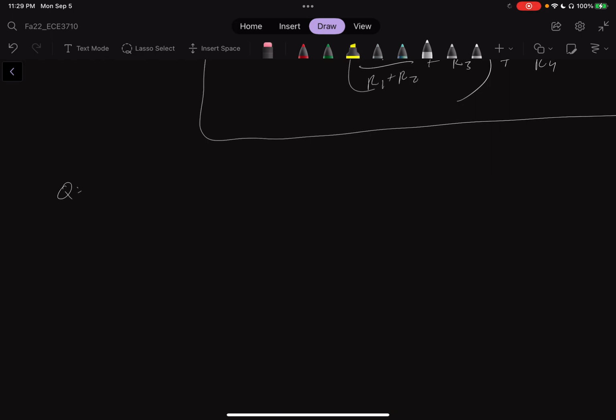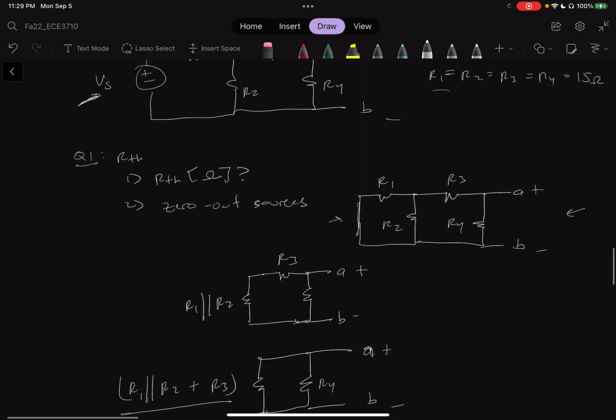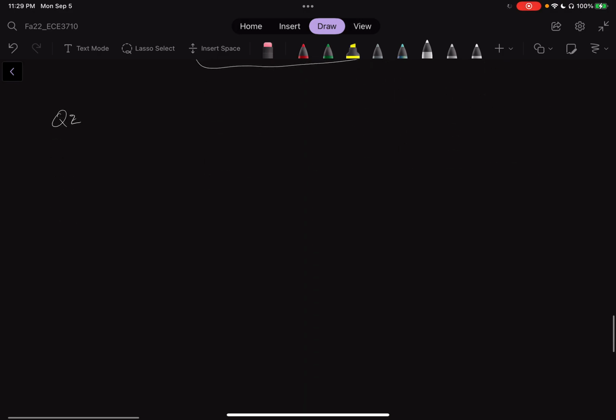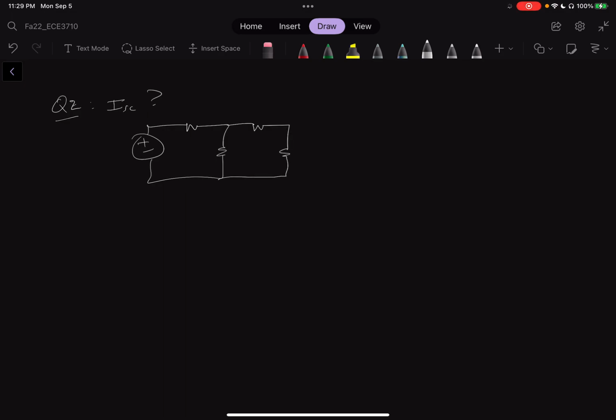Question. What is question number 2? So this was question number 1. Question number 2: what is ISC in units of amps? So let's redraw the circuit. Here's R4, here's R3, here's R2, here's R1, here's VS. Okay? So now what do we do?